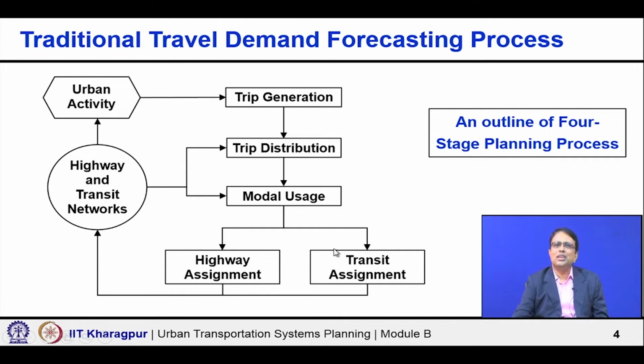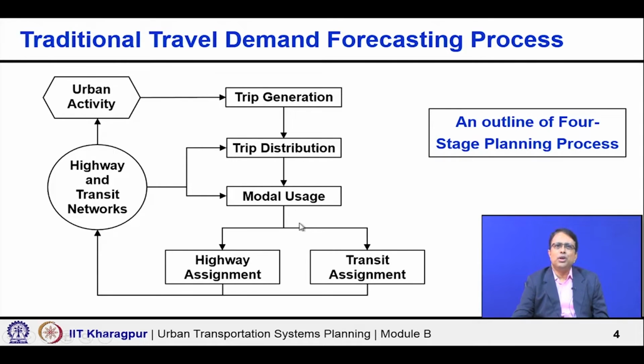So, in general the assignment philosophy is very different. That is what is called the transit assignment, and highway assignment basically refers to the assignment of private vehicles. Now, you can see here the highway and transit network provides input to both trip distribution and to mode choice or mode usage.